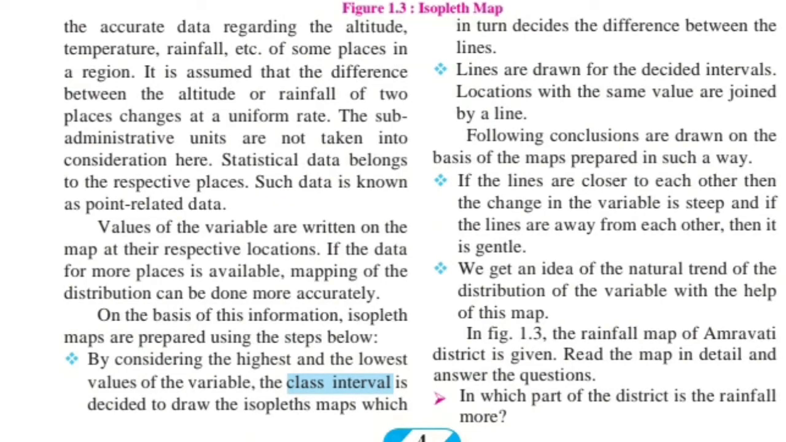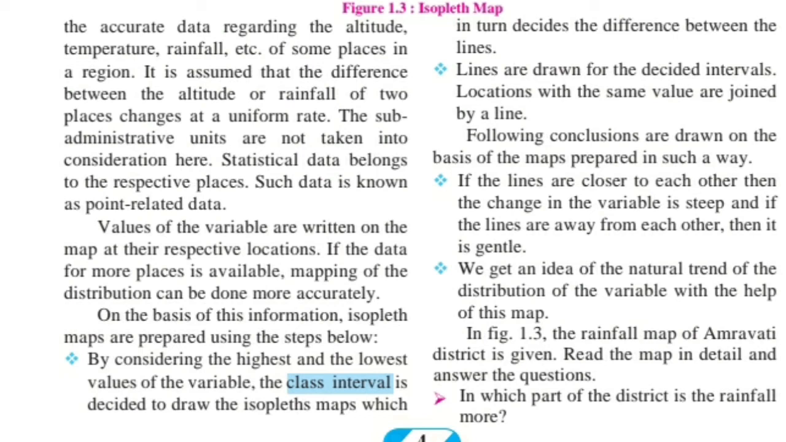Sub-administrative regions are not taken into consideration. Look, I told you, boundaries won't affect rainfall, so they are not taken into consideration, right? Then the difference between rainfall and altitude changes uniformly. Now I showed you how rainfall changes from one region to another region. So this is a very uniform change. It is not an abrupt change. Okay, and the lines are drawn for them accordingly.